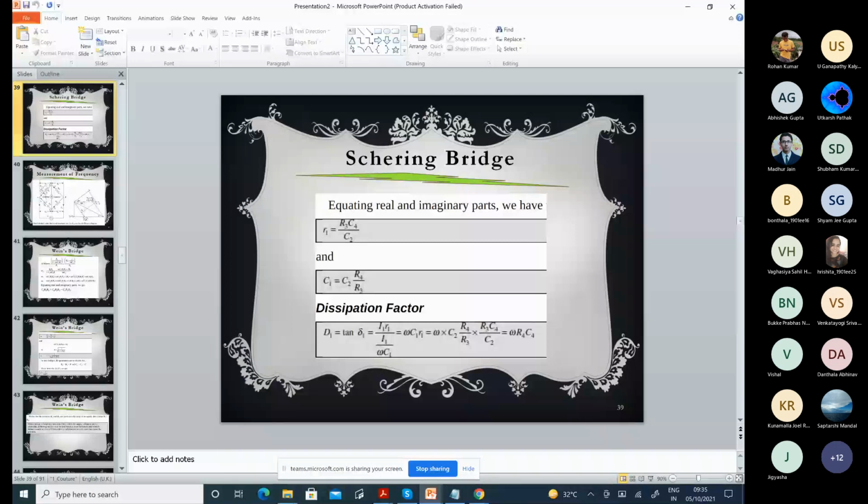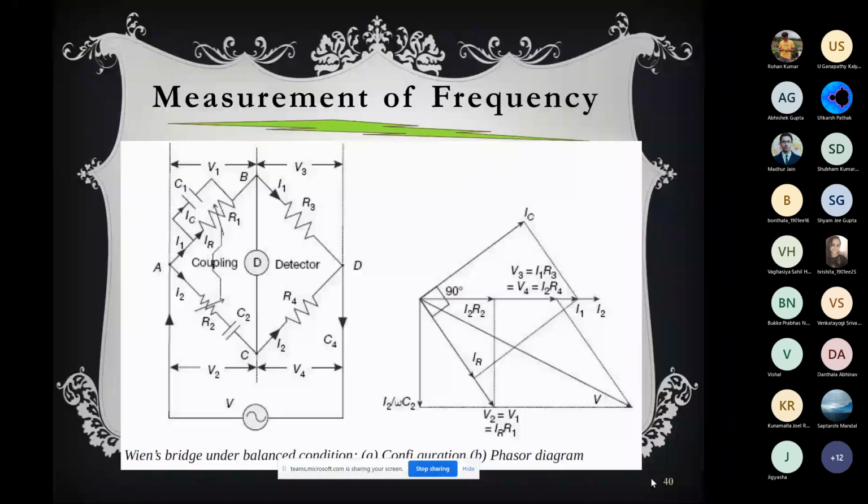So now we have learned the measurement of inductance and the measurement of capacitance, and the next thing will be the measurement of frequency. So this chapter is on bridge circuits. With the help of a bridge, whatever we could measure, we will discuss it. So next is the measurement of frequency.